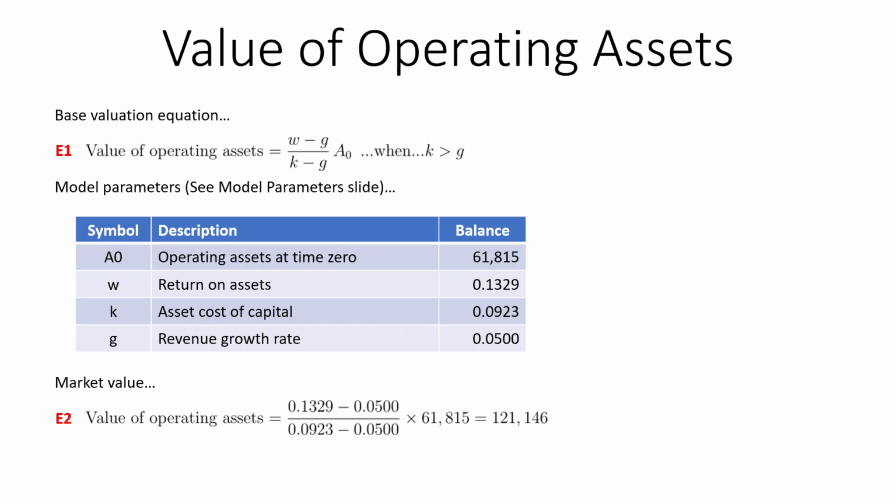And that's exactly what we see if we look at equation E2. If we take the parameters from the table and plug them into equation E1, then we get equation E2. So we have the value of operating assets equals the numerator, 13.29% minus the growth rate of 5%, over the denominator, the cost of capital minus 5%. Then we multiply that by our assets at time zero, and we have a value of operating assets of 121,146.